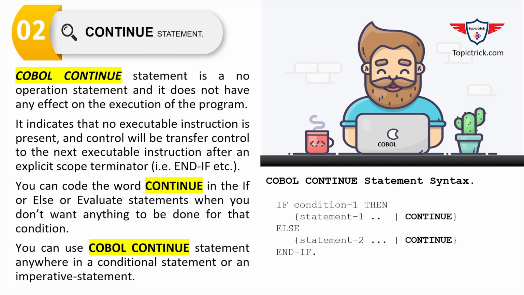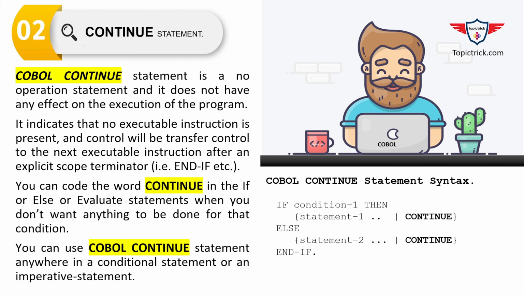Now let's look at the syntax of the COBOL CONTINUE statement. If you look at the right hand side of your screen, you'll see an IF-ELSE condition where I've used the word CONTINUE. As and when you do not have any specific logic that needs to be performed in the IF or ELSE portion of this condition, then simply you can use the word CONTINUE. It will automatically transfer control after the explicit scope terminator.